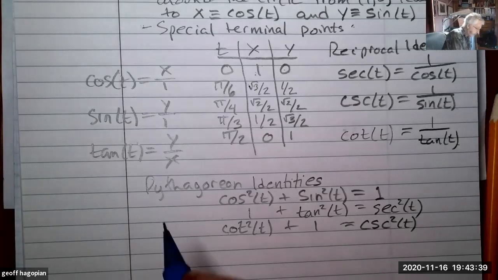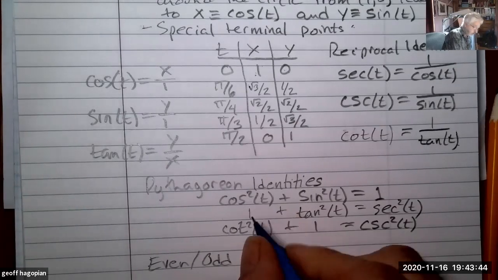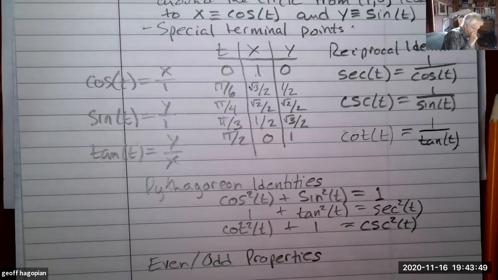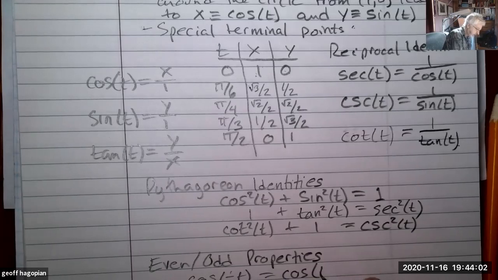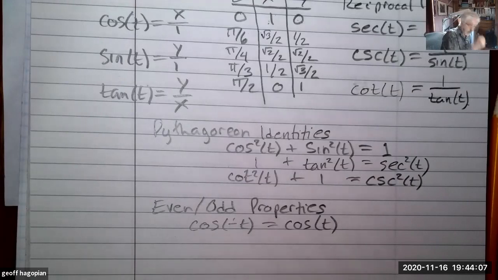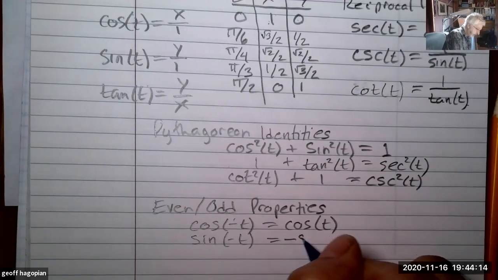There are the even-odd properties, shall we call them? Which says that cosine is even and sine is odd. So cosine of a negative value is the same as the cosine of the opposite, right? And sine of the opposite is the opposite of the sine.